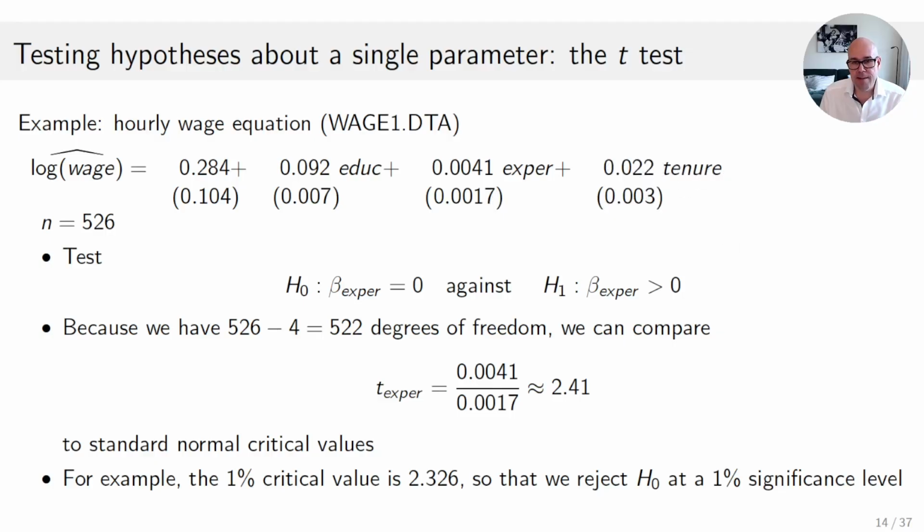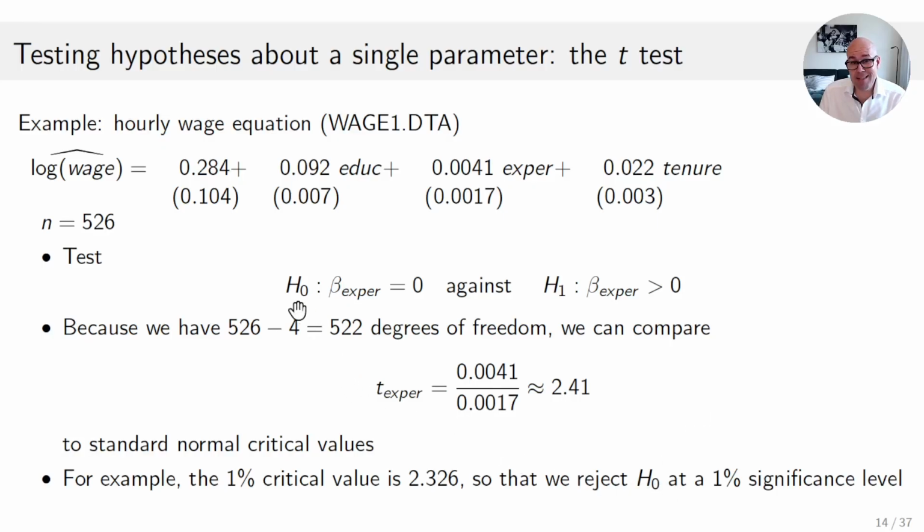So tenure again is the number of years you have been working for the same employer. That should capture something like firm-specific human capital that you've acquired. This is kind of old school data, very few observations. So nowadays we would have many more usually, but just for illustration, that's fine. 526 observations. How many degrees of freedom? Well, 526 minus 1, 2, 3, 4, 522.